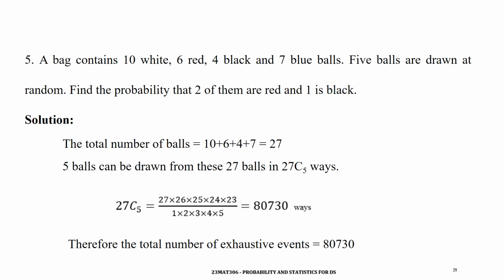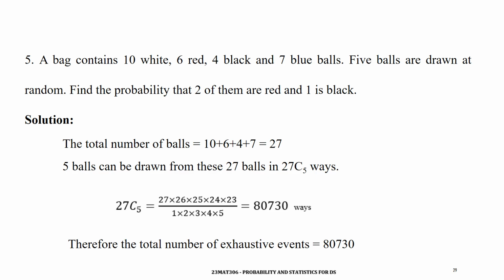Similarly, another example: a bag contains 10 white, 6 red, 4 black and 7 blue balls. 5 balls are drawn at random. Find the probability that 2 of them are red and 1 is black. So the total number of balls is 27. Here 5 balls are drawn from these 27 balls, in how many ways? 27 C 5 ways. That is nothing but 80730 ways in total.